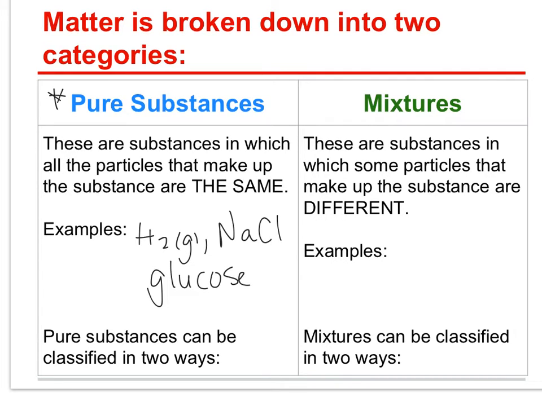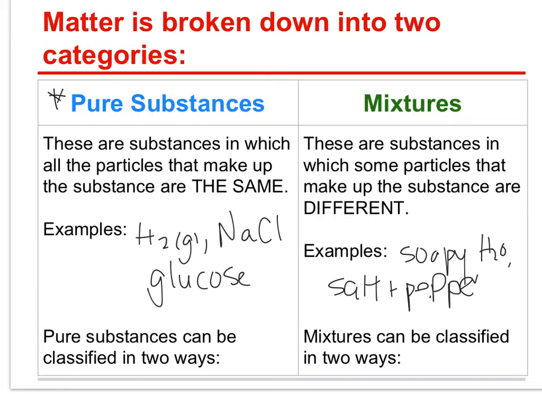Mixtures are substances in which some particles that make up the substance are different. So lots of examples here. Some might be soapy water. You could also have a mixture of salt and pepper, or things like Kool-Aid, pizza. So many different things could be considered mixtures.